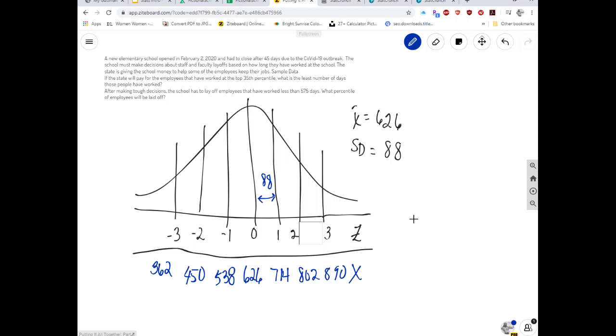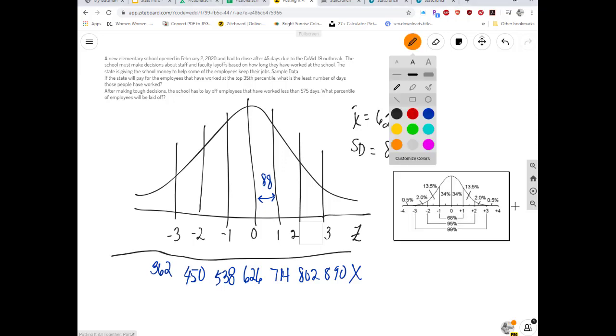So now it says, if the state will pay for the employees that worked at the top 35 percentile, what is the least number of days those people would have worked? The least number of days those people have worked. Okay, so I want the top 35. So I'm looking for a number that separates the bottom 65 from the top 35.